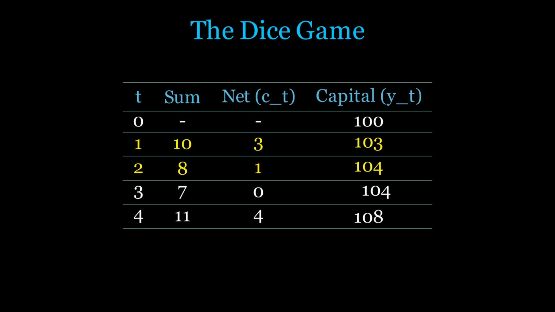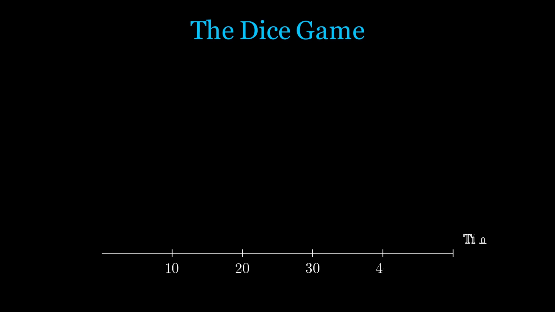Third roll is a 7. You break even. Your balance stays flat. Last roll is an 11. After the $7 fee, you profit $4. Your balance goes to 108. Cha-ching! Now we can get that latte. Let's continue to play the game and see how it goes with more rolls.